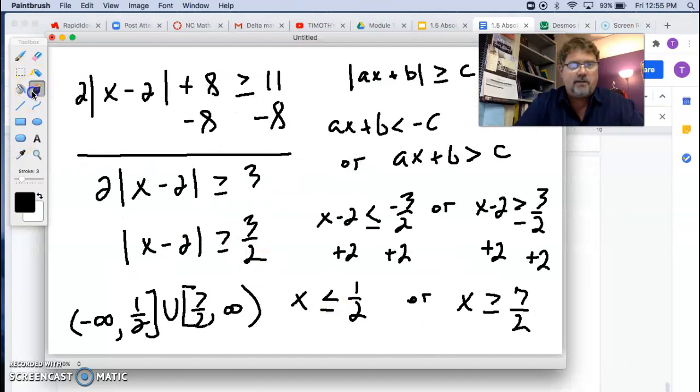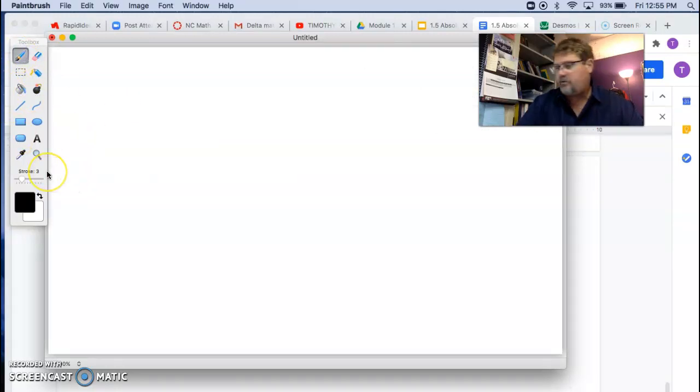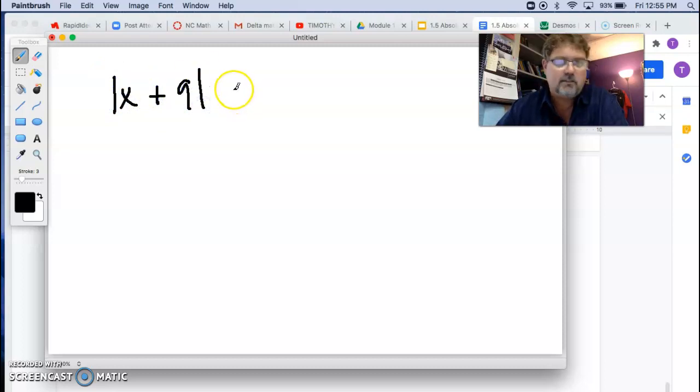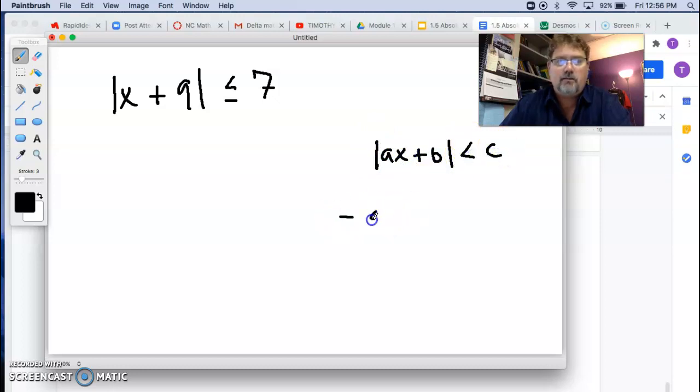So let's clear this mess out of here. And we're going to solve the absolute value of x plus 9 is less than or equal to 7, okay? Using the formula. Well, let me write the formula down. It says to solve absolute value of ax plus b is less than c, solve that. All right, so we're going to put negative 7 over here.